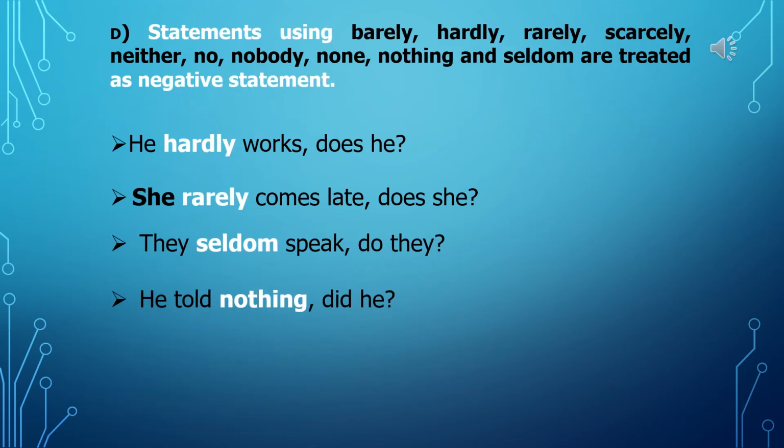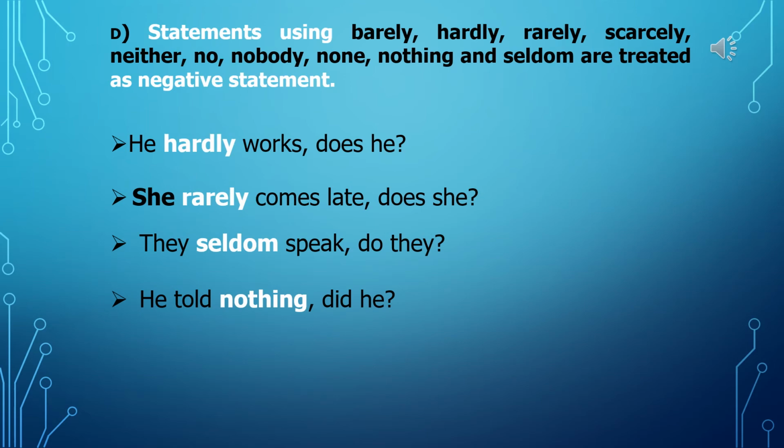Let us see the next structure. Here the statements using the words barely, hardly, rarely, scarcely, neither, no, nobody, none, nothing and seldom are treated as negative statements. Here we have some more special cases. He hardly works, which means that it is a negative statement. Hardly means that he does not work much. So we change it into does he, a positive tag.